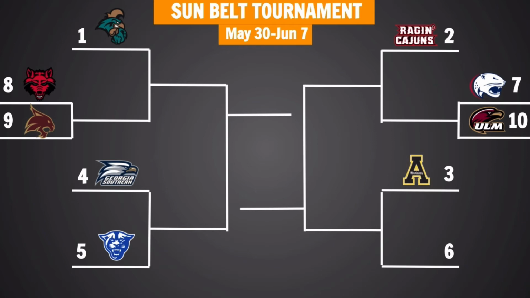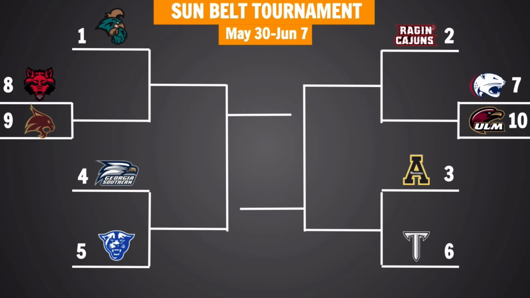As for the 3 seed, we have got Appalachian State coming in. App State is going to be the 3 seed. They've been the team that has been the main contender over the past few years before Coastal Carolina came out of nowhere and had an outstanding 2020 season. But Appalachian State will be the home team against the 6 seed being Troy. Troy comes in at number 6.